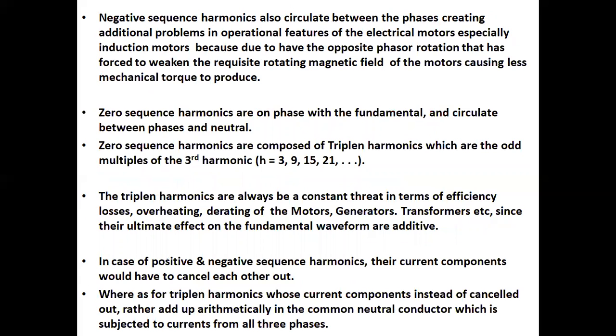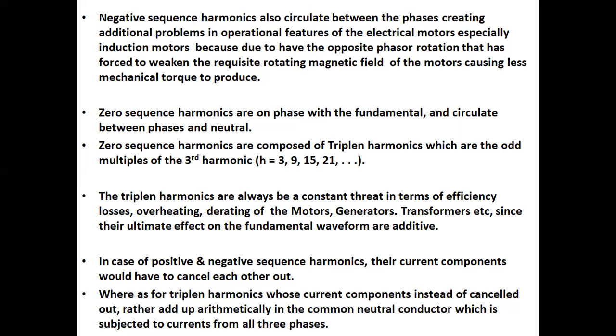Negative sequence harmonics also circulate between the phases, creating additional problems in operational features of the electrical motors, especially induction motors, because due to the opposite phasor rotation, they weaken the requisite rotating magnetic field of the motors, causing less mechanical torque to be produced.